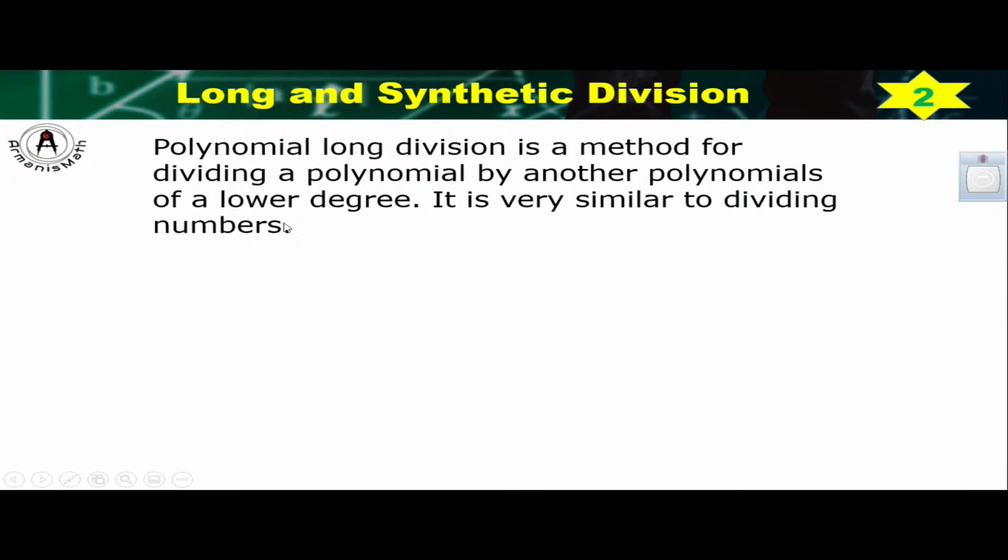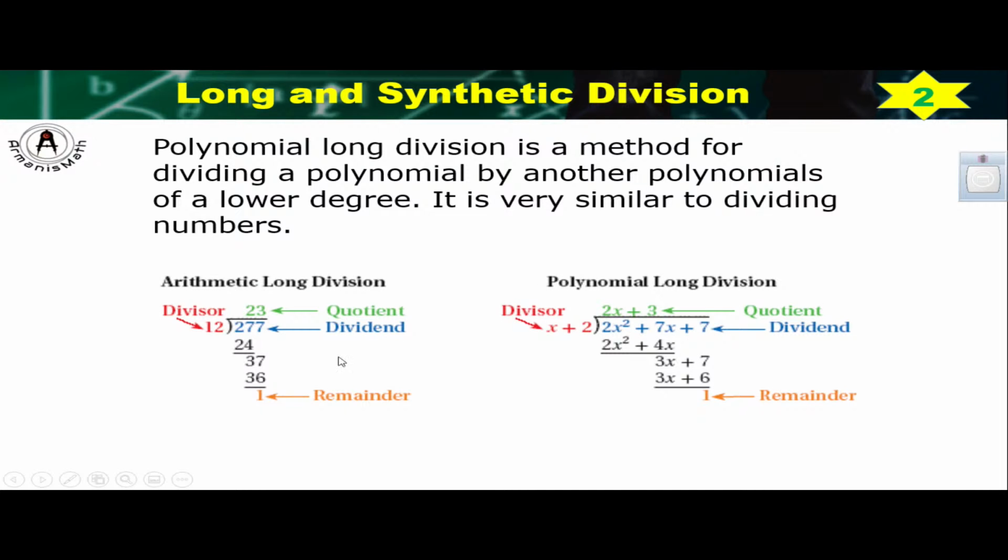Polynomial long division is a method for dividing a polynomial by another polynomial of lower degree. It is very similar to dividing numbers. I'm going to show you a picture here of arithmetic long division, which we did in the warm-up. Right under the division sign is the dividend, and then you have a divisor, whatever you're dividing by, and once you finish, you have a quotient at the top and a remainder at the bottom.